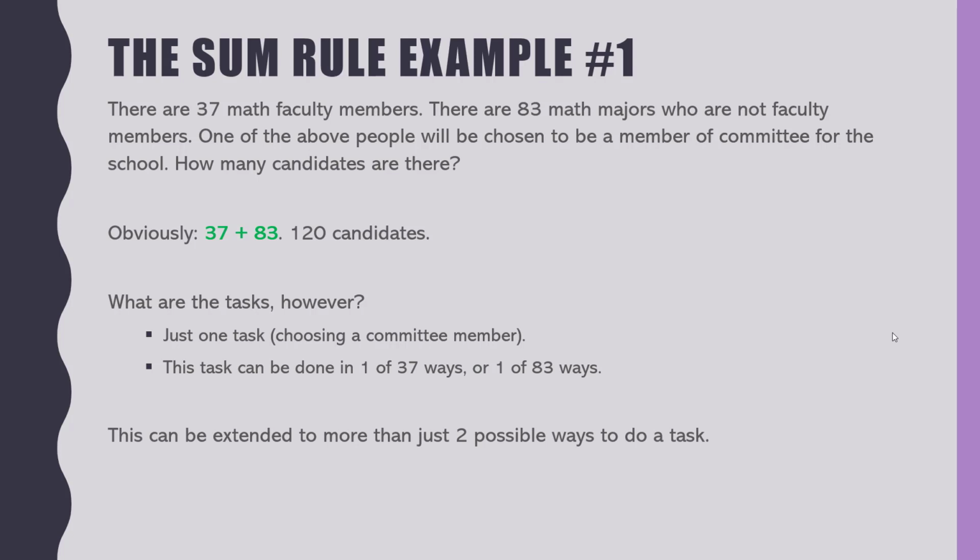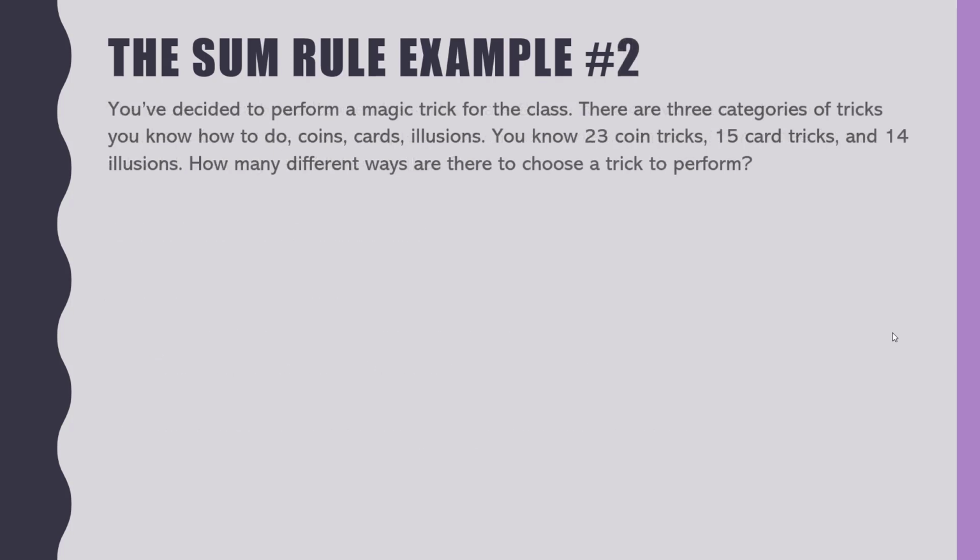And this obviously can be extended to more than 2 tasks, right? I think that's pretty obvious, okay? So, for example, you've decided to perform a magic trick for class. That's right, you guys, not me today. There are 3 categories of tricks you know how to do: cards, coins, and illusions. You know 23 coin tricks, 15 card tricks, and 14 illusions. How many different ways are there to choose a trick to perform? There's 52, right? In other words, I'm just simply asking, how many tricks do you have to choose from?